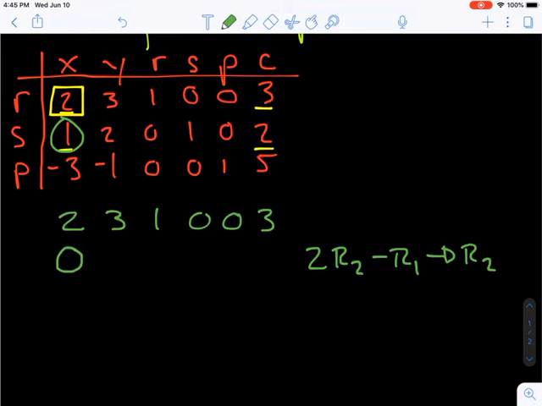Going to the Y column, 2 times 2 is 4, minus 3 is 1. Next column, 2 times 0 is 0, minus 1 is minus 1. The S column, 2 times 1 is 2, minus 0 is 2. The P column, that's easy. 2 times 0 is 0, minus 0 is 0. And then the constant column, 2 times 2 is 4, minus 3 is 1.